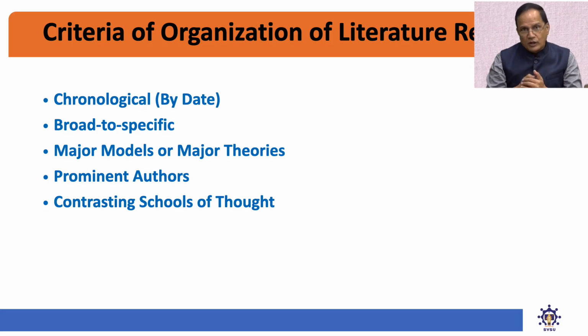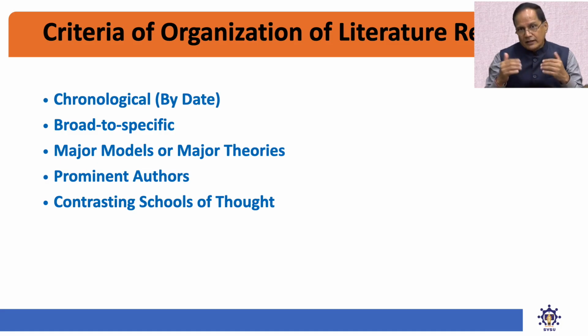The next criterion can be prominent authors to non-prominent authors. When we conduct the literature review, there might be certain authors who have enormously contributed to the area, and there might be authors who have contributed significantly, but not in a large volume, to the discipline area. So, depending upon that, the researchers who are very prominent in the discipline and the researchers who have contributed slightly, vice versa also it can be used.